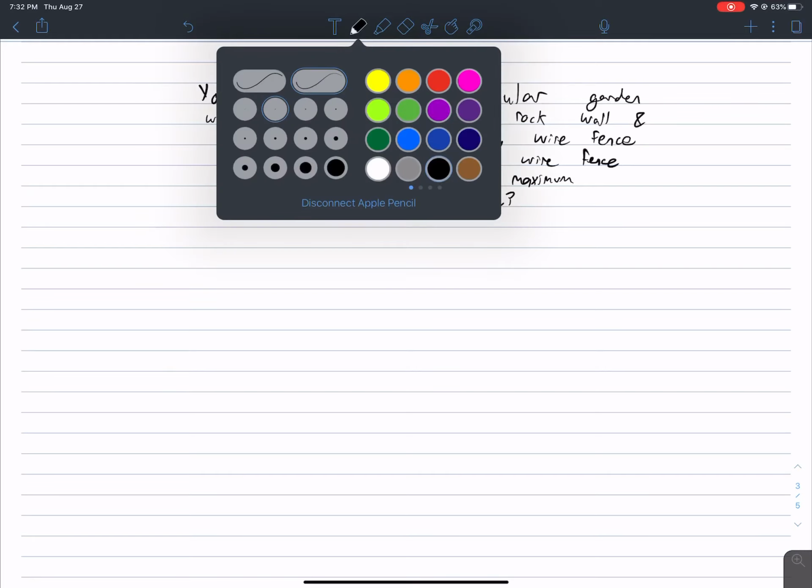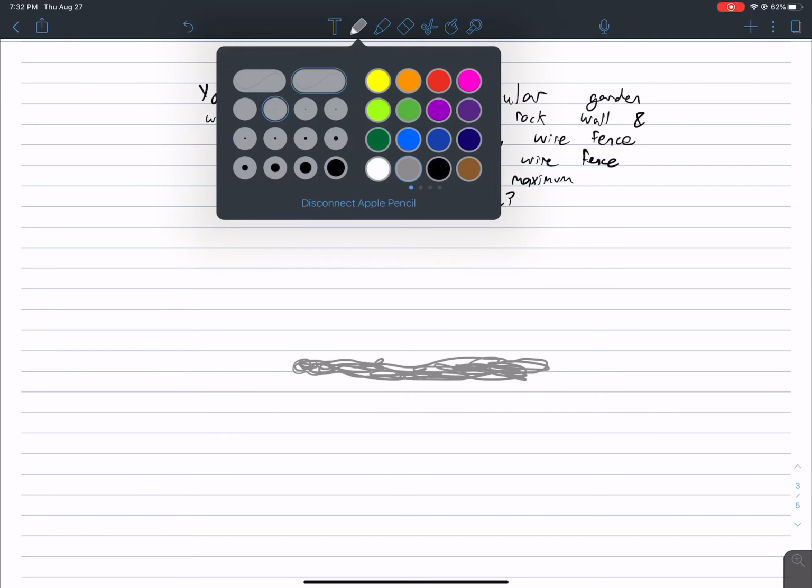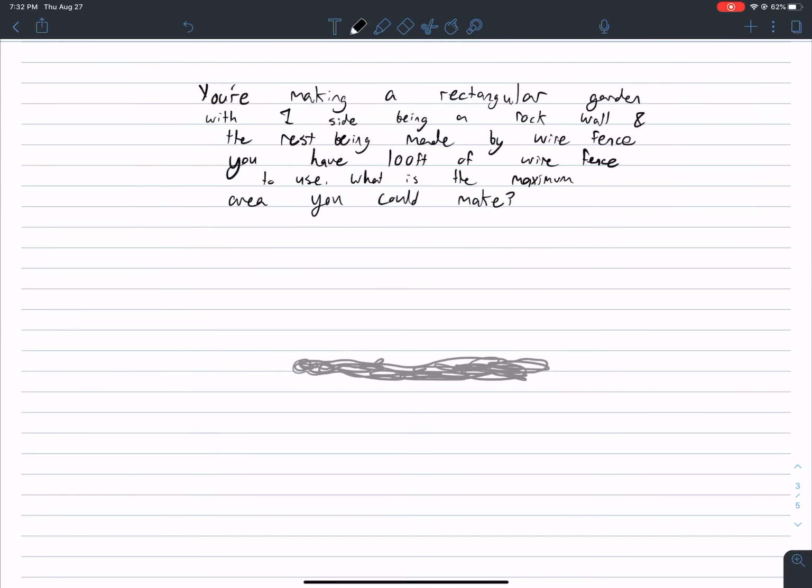So first thing and the most important thing is to draw a picture. So you have a rock wall, right? So there's not going to be any fencing going here, just rock wall. Get that detail in. And then the rest of it, it's going to be a rectangle. And that's your picture.